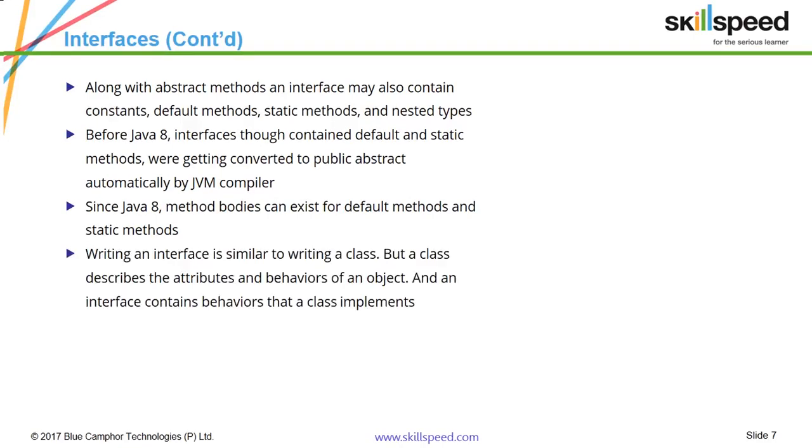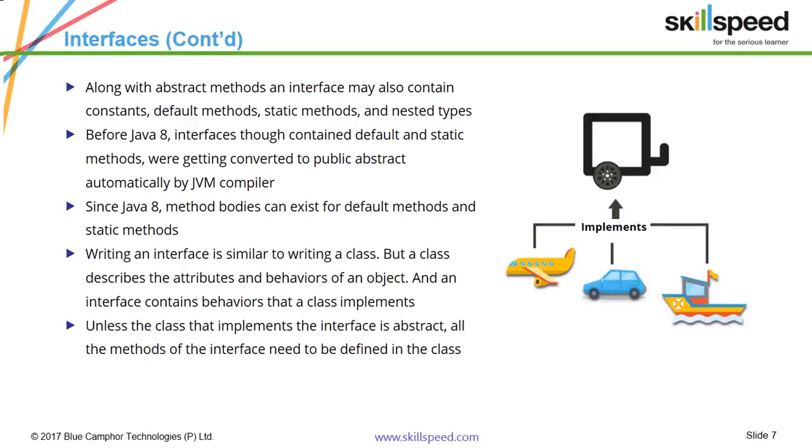Writing an interface is similar to writing a class, but a class describes the attributes and behaviors of an object, and an interface contains behaviors that a class implements. Unless the class that implements the interface is abstract, all the methods of the interface need to be defined in the class.